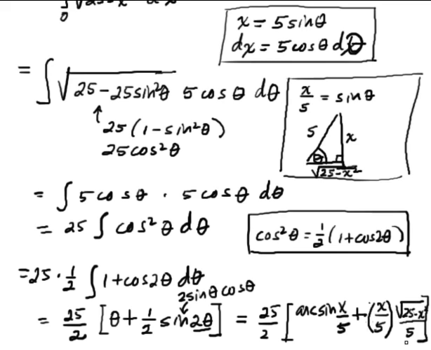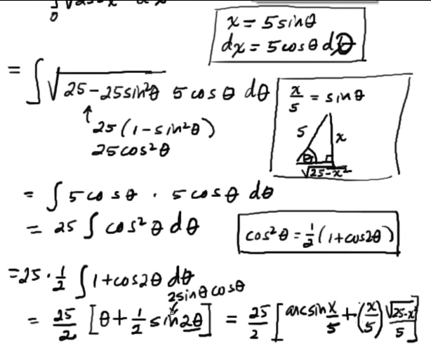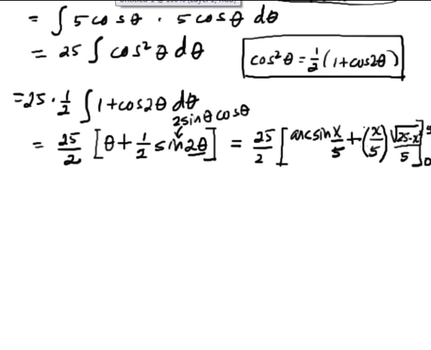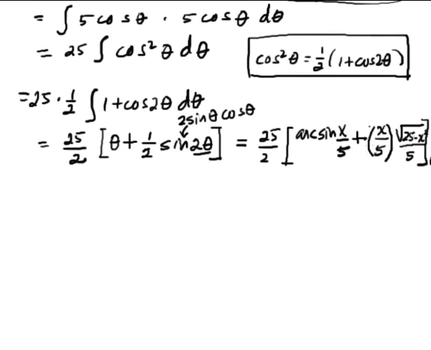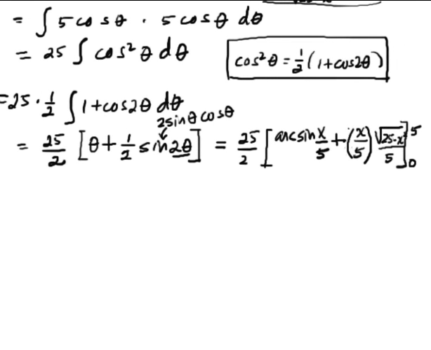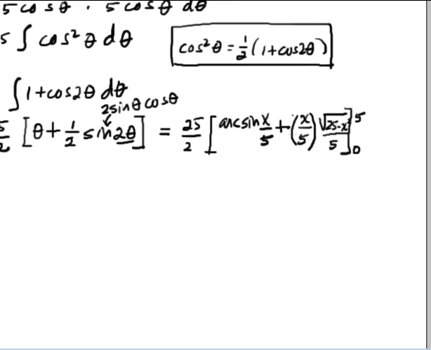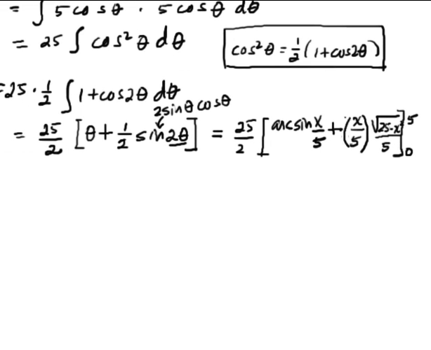And now we're ready to put in our limits, so let's do that. Our limits here are from 0 to 5. Okay, so we'll start substituting. Oops, just a minute. Put this back. Okay, so first we'll substitute 5.